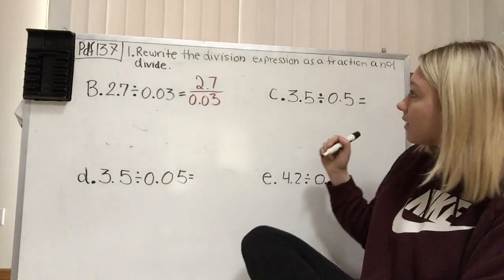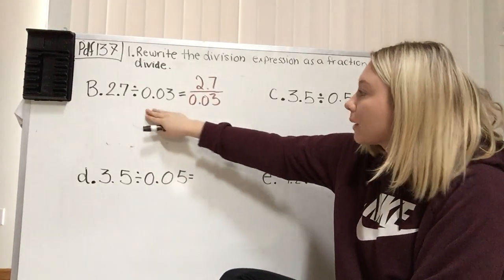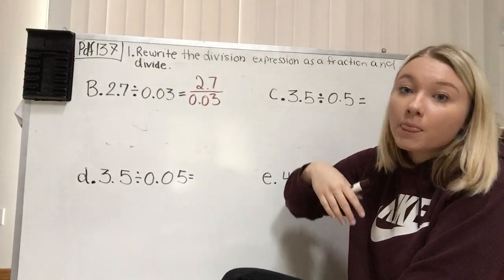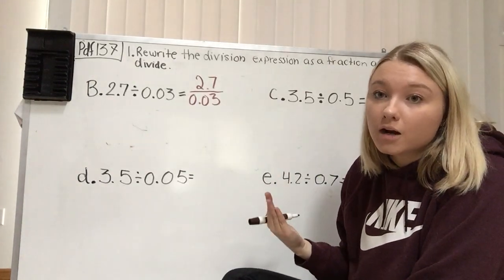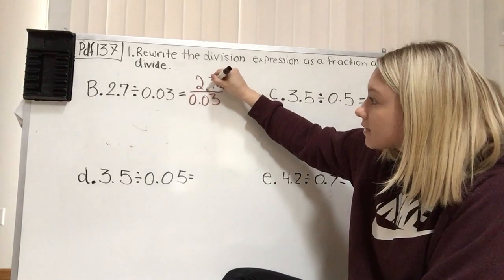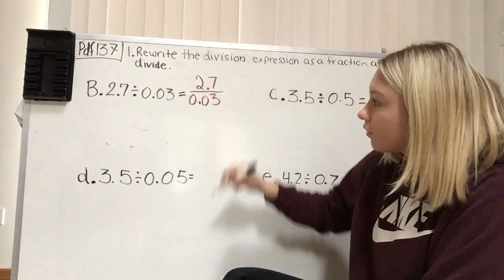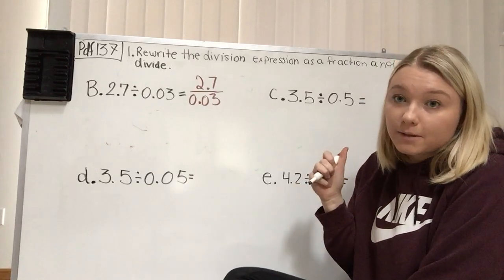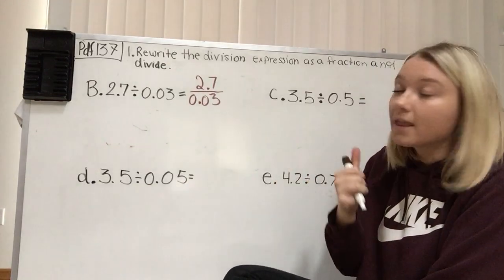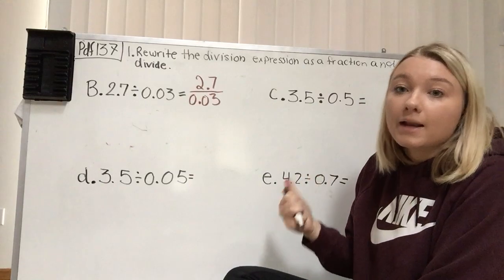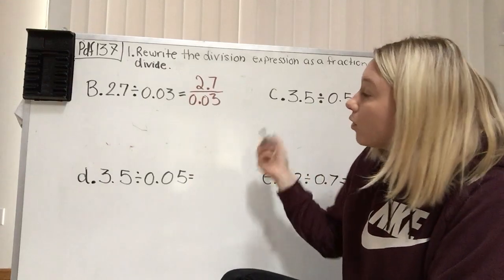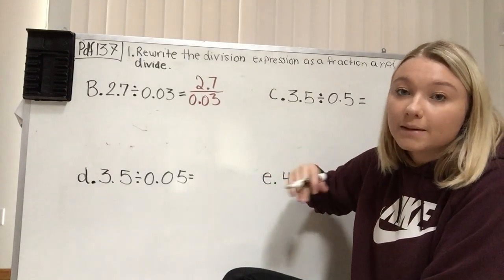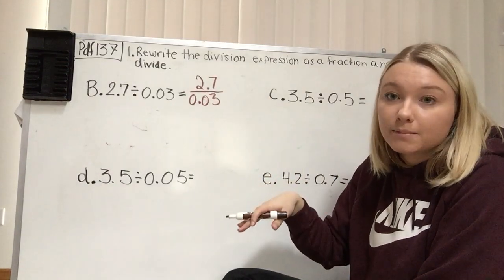So now that this expression is in a fraction, how can we divide this? Well, it's going to be super hard to divide this with these decimals, and things might get a little funky. So what we need to do is get rid of the decimals. So we rewrote it. Now we have to get rid of the decimals. And how we do that is multiplying both the top and the bottom part by the same number that will get rid of the decimals.